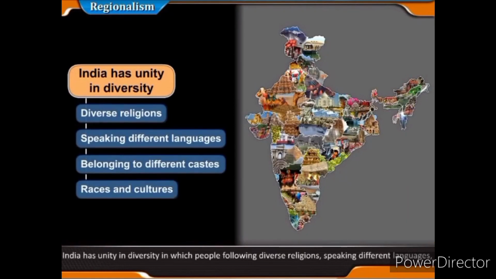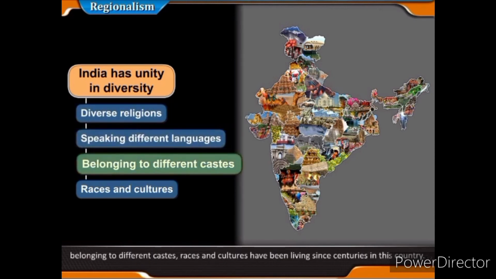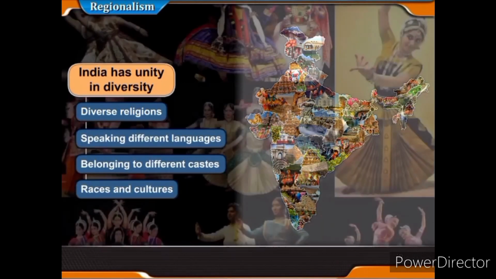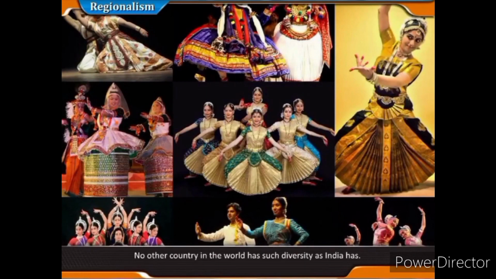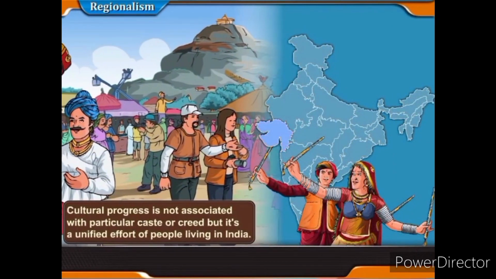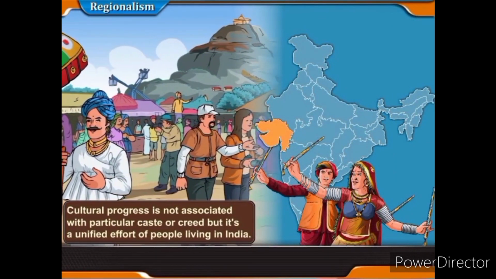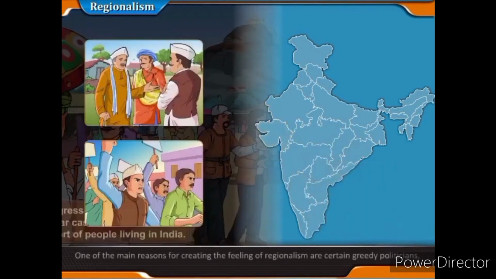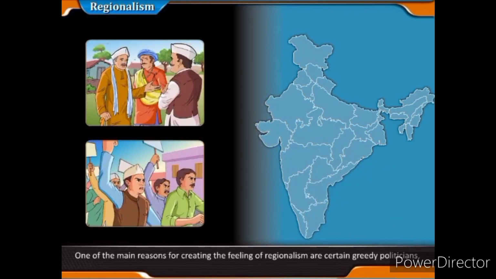Regionalism. India has unity in diversity, in which people following diverse religions, speaking different languages, belonging to different castes, races, and cultures have been living since centuries in this country. No other country in the world has such diversity as India has. Cultural progress is not associated with particular caste or creed, but it's a unified effort of people living in India. One of the main reasons for creating the feeling of regionalism are certain greedy politicians, various communal groups who exploit the feelings of people and lure them for their motives.